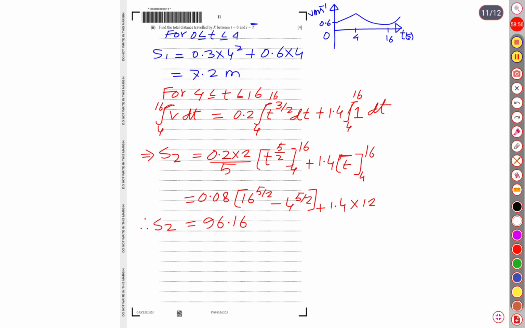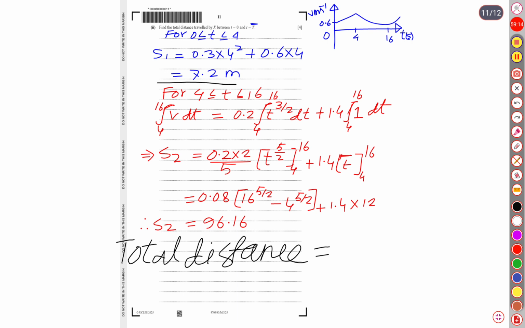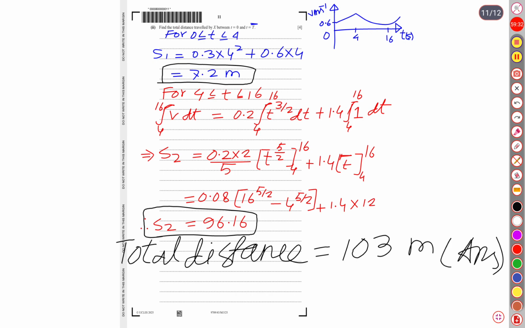Then we will have to find the total. They have told us to find the total, hence total distance is equal to, first distance was 7.2 meters and second distance was 96.16 meters. If we add up, it is going to be 103.4. So if we round it to three significant figures, it is going to be 103 meters. Okay, so that's all about the solution to the second part of question B.